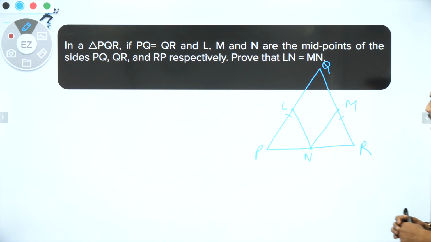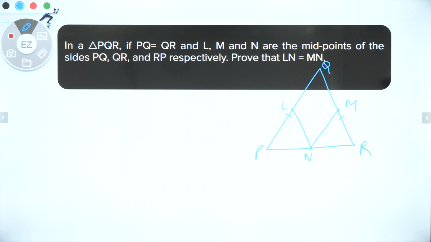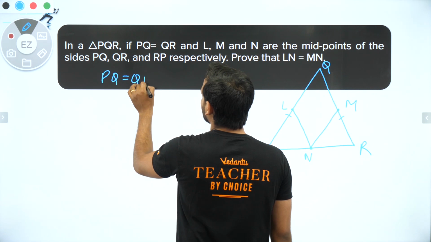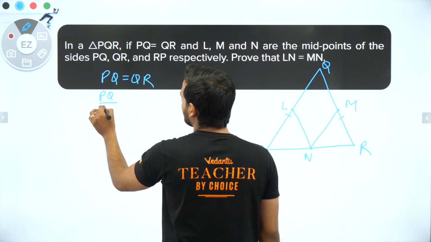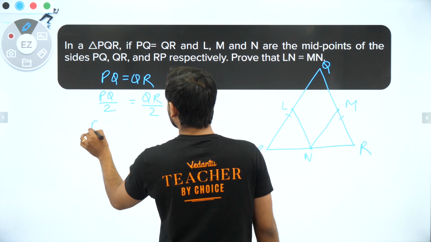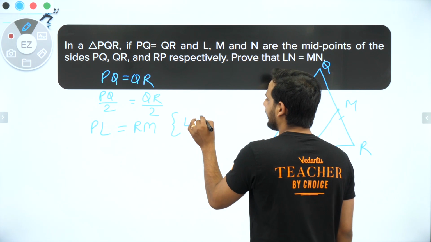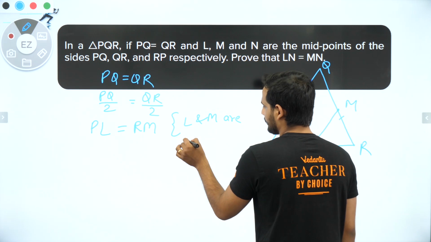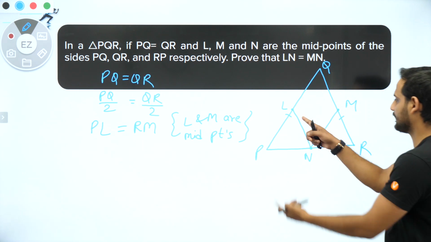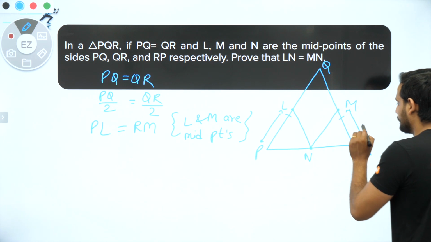Clearly I can see, sir, if I have to prove these two equal, I have to prove these two small triangles congruent. Correct? Now, first thing, we know that my PQ is equal to QR. So if I divide by 2 on both sides, PQ by 2 is equal to QR by 2. So PQ by 2 will become PL, and QR by 2 will become RM. Why? Because L and M are midpoints. So I have got this PL part equal to MR. This is the first thing I have got.